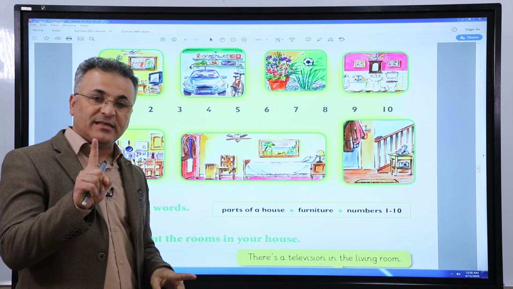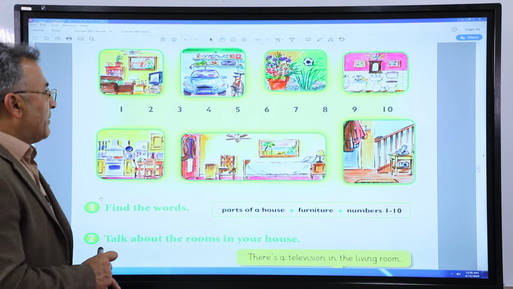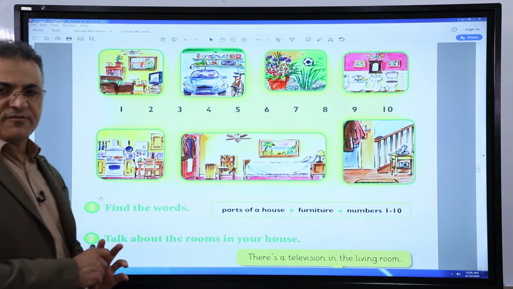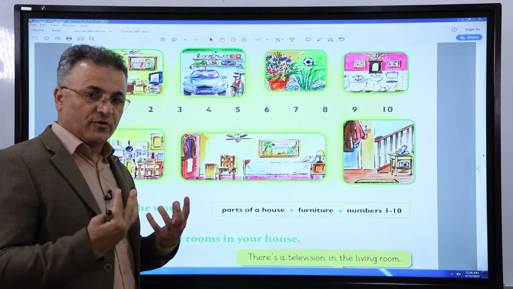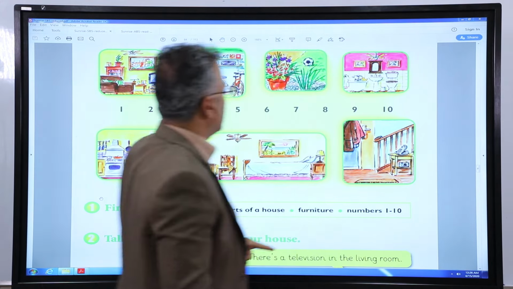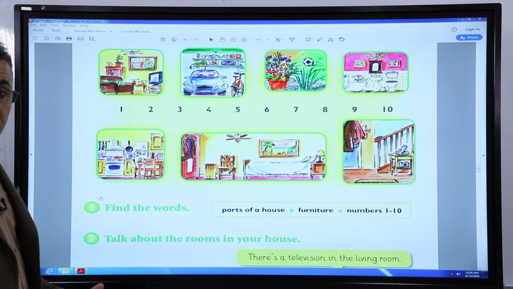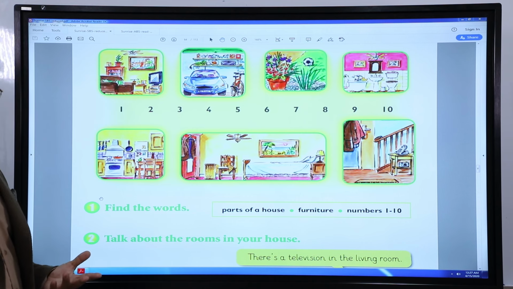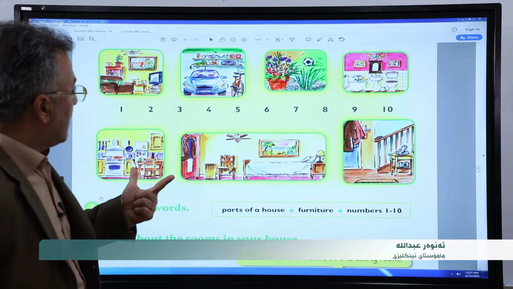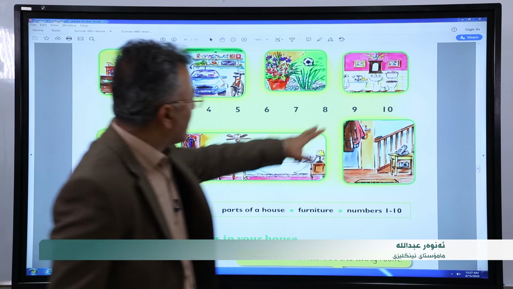There is one bed in the bedroom. What about fan? Can you see fan? Do you know what does fan mean? Fan, we use it for cool temperature. Okay, fan. There are 3 fans in living room, bathroom, and bedroom. I got a fan by a lamp.